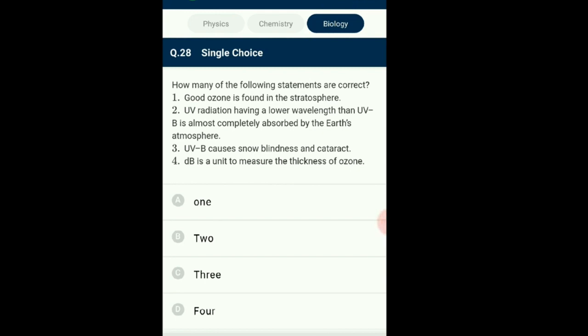In simplified manner, dB, known as decibels, is used to measure the amount of acoustics. So the correctly matching option is C. From the given four statements, three statements are correct.